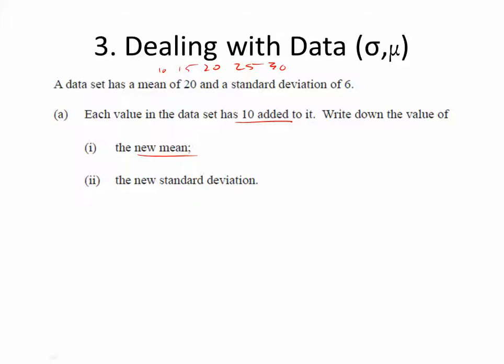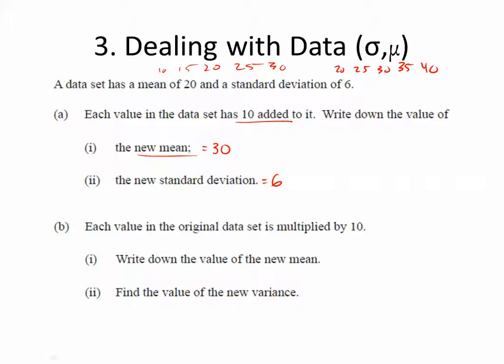What's going to happen to the mean? Well, the mean is going to be 20 plus 10, because if each value is 10 higher than it was, then your overall average will be 10 higher than it was. So your new mean is 30. The standard deviation, well, that is 6. Standard deviation didn't change. That's the spread. If you add 10 to everything, I'm going to have 20, 25, 30, 35, 40. And the numbers didn't change their spread. They didn't change how far they are from the middle, and so therefore standard deviation is the same.